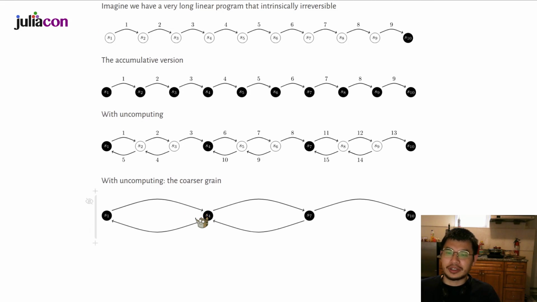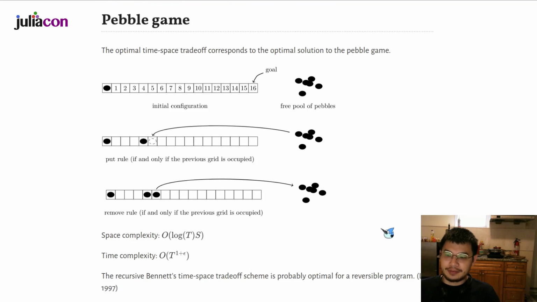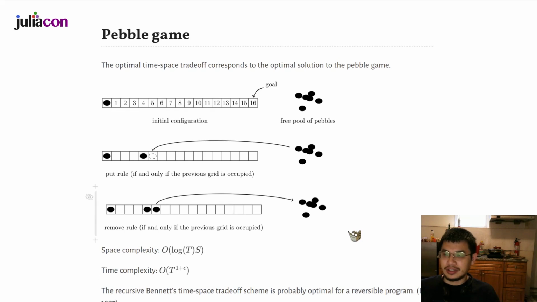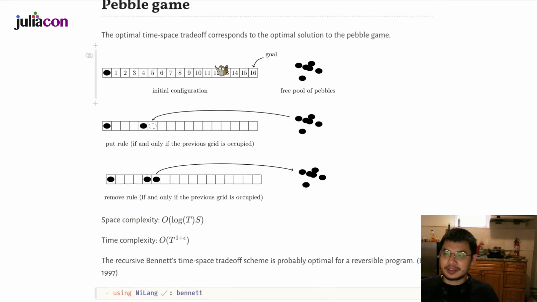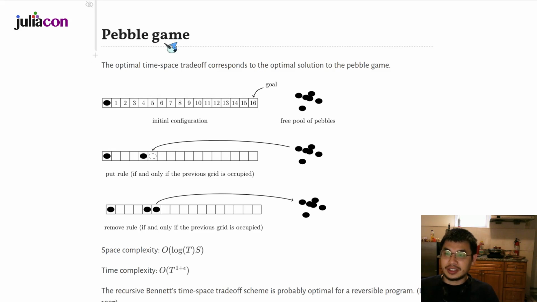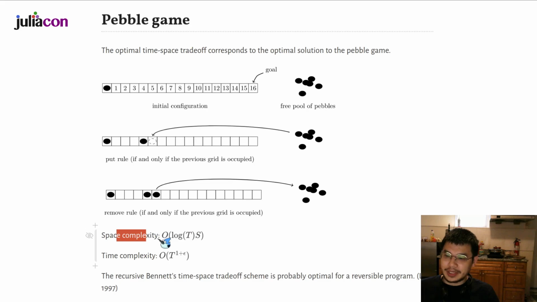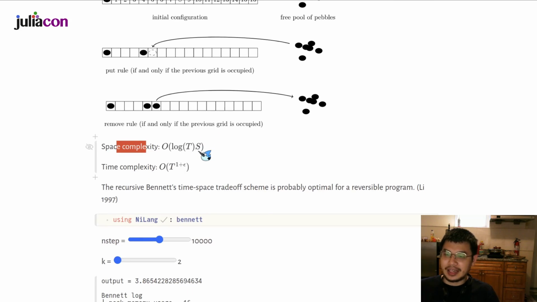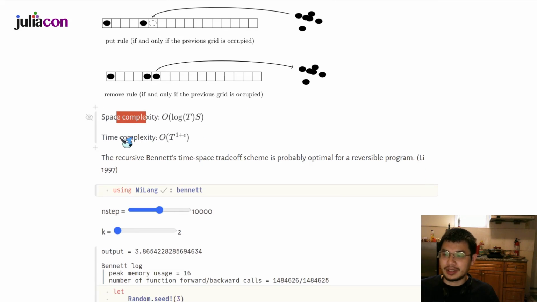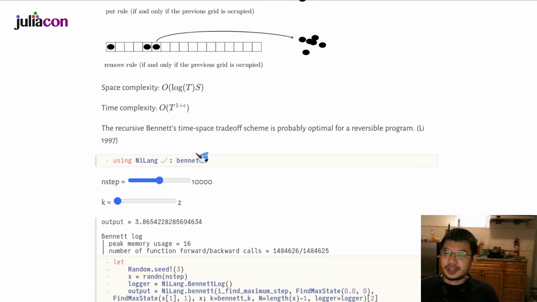And this compute, copy, uncompute can be applied recursively at a different level. For example, you can use a coarser-grained compute, copy, uncompute. By recursively applying this algorithm, we can find the optimal solution to compute a long program in limited time with minimum space. And this solution corresponds to the solution of the Pebble game, and we do not have time to talk about this game, but one can search this keyword. The optimal space complexity has logarithmic overhead with respect to time or the number of computing steps, and the time complexity overhead is polynomial.